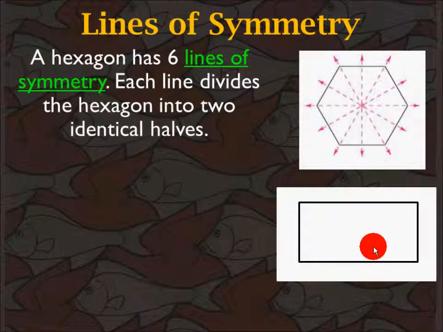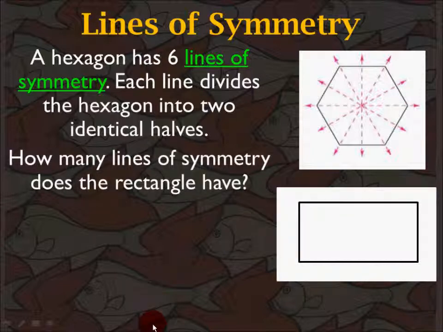So we can also look at lines of symmetry. A hexagon has 6 lines of symmetry. Each one divides the hexagon into 2 identical halves. 1, 2, 3, 4, 5, 6. Alright? How many lines of symmetry does a rectangle have? In other words, how many ways can you cut the rectangle so you have exactly 2 of the same half?